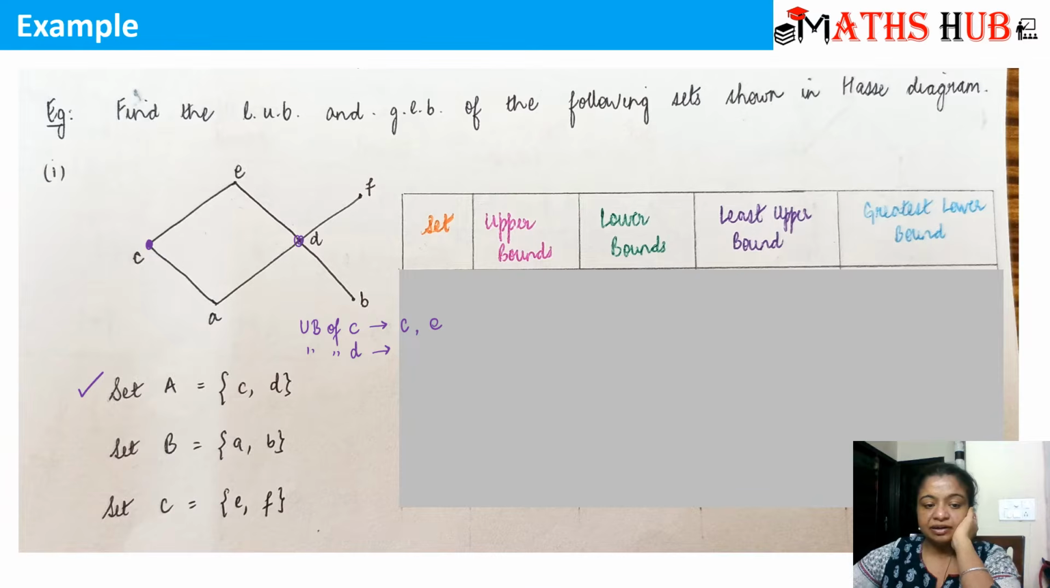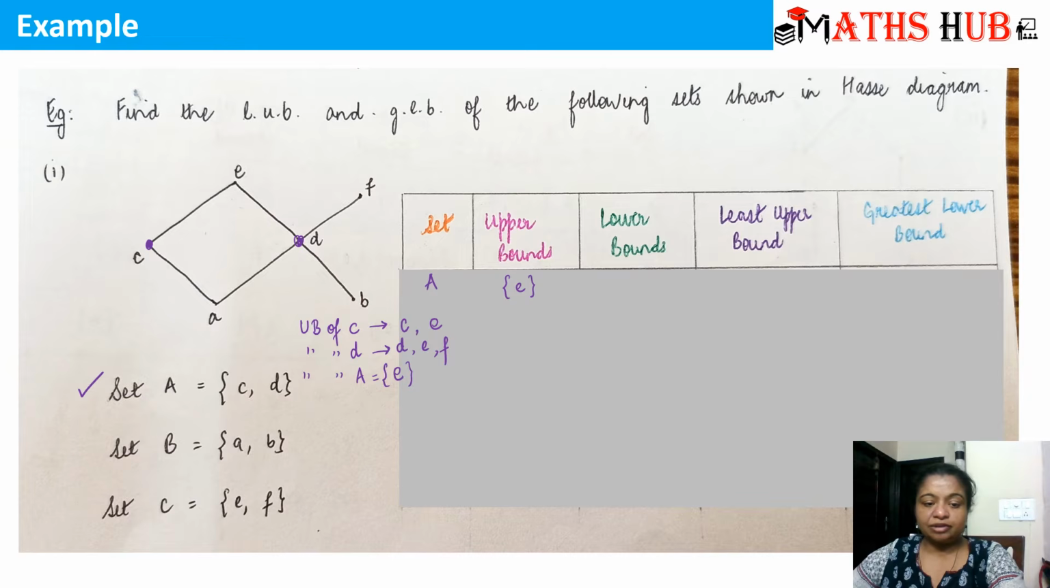So D is here. So the upper bounds of D are D, E and F. Right? So when I have to calculate the upper bounds of set A, I have to select the common elements, right? So which elements are common? The only element that is common is E, right? So that means for upper bounds, we will get the answer as E for set A.